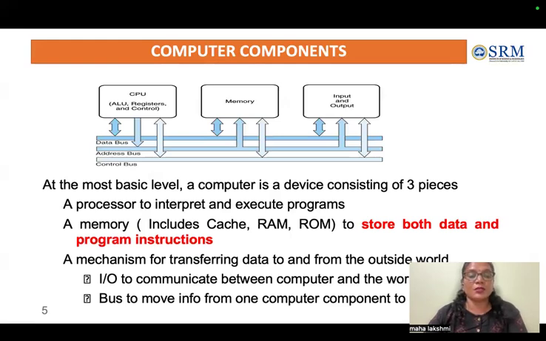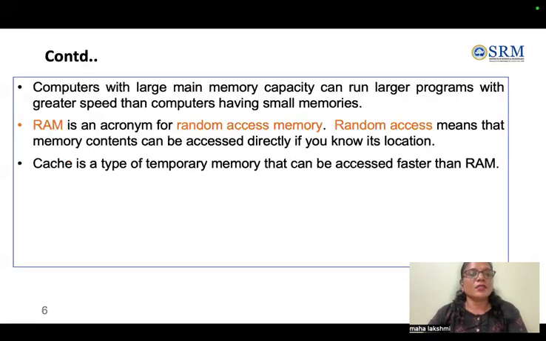Buses are used to move information from one computer component to another. Computers with a large main memory capacity can run larger programs with greater speed than computers having smaller memories. So RAM is an acronym for what? Random access memory. Random access memory means that memory contents can be accessed directly if you know their location. Cache is a type of temporary memory that can be accessed faster than RAM.